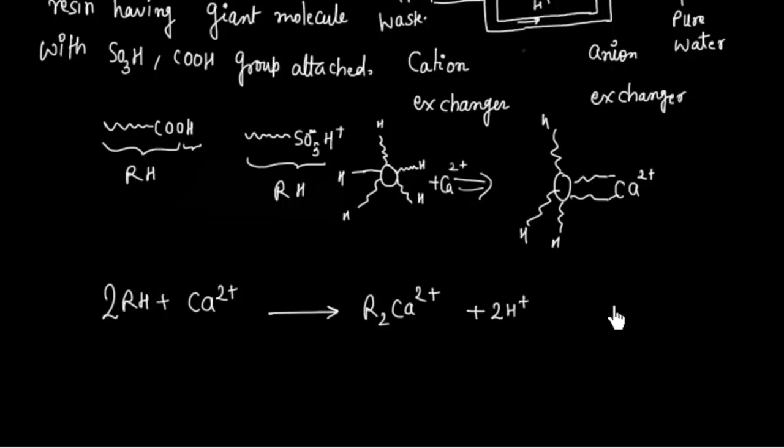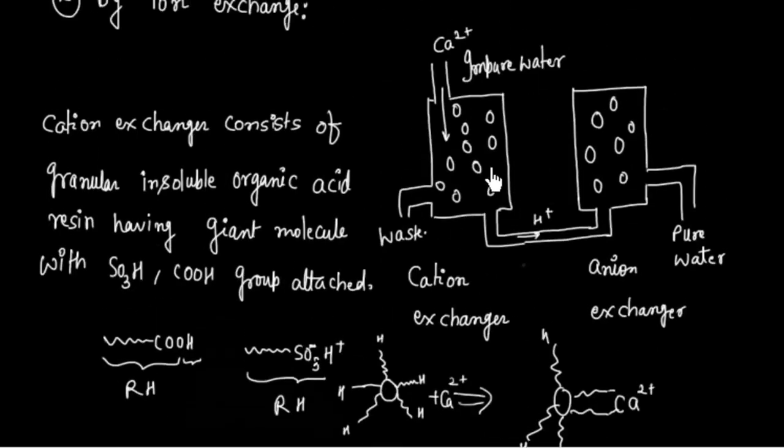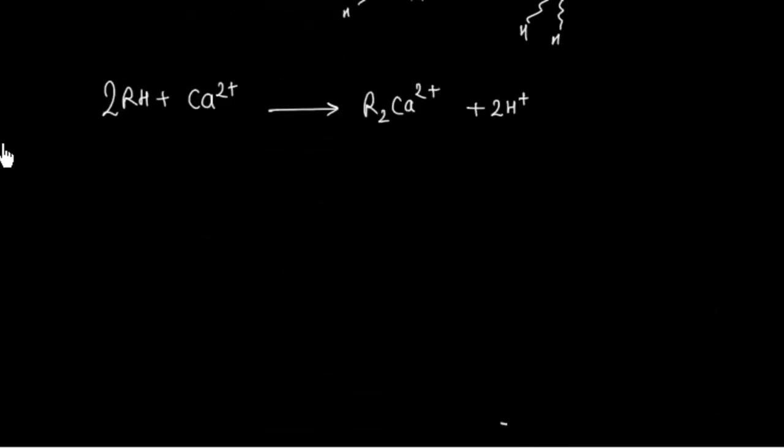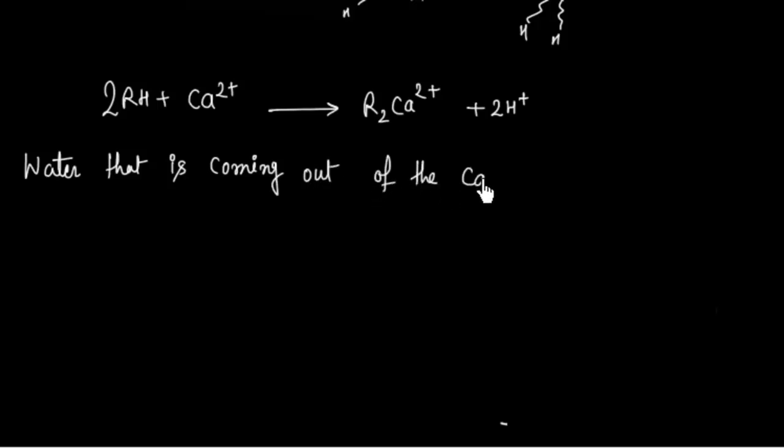Another important point, the water that is coming through this cationic exchanger is basically acidic in nature. So the water that is coming out from the cation exchanger is acidic in nature, that is, it will have H+.